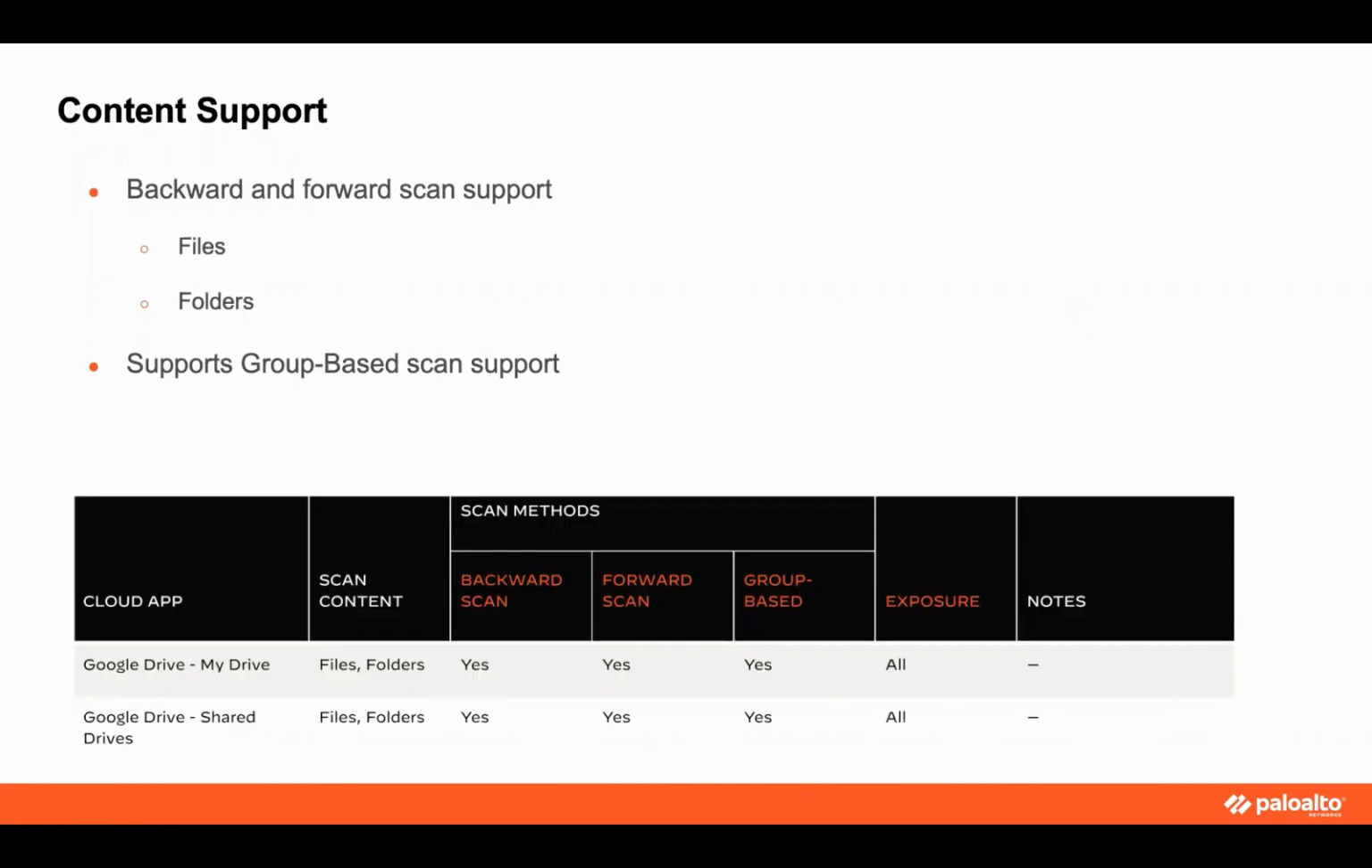SaaS Security API scans files and folders for both MyDrive and shared drives. And both types of scan are supported. Forward scan, which is the process of scanning newly detected assets after the detection point, and backward scan, which is scanning assets before the detection point. It also supports group-based scan.